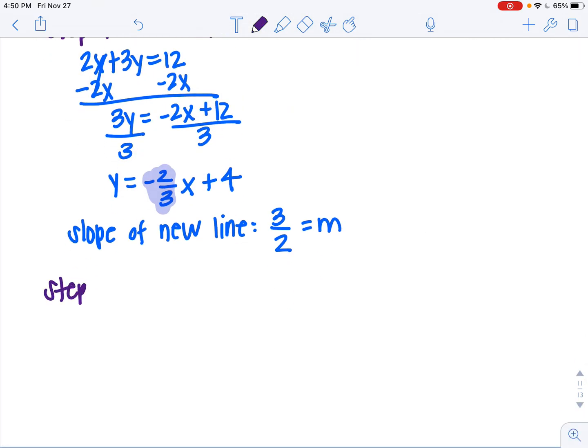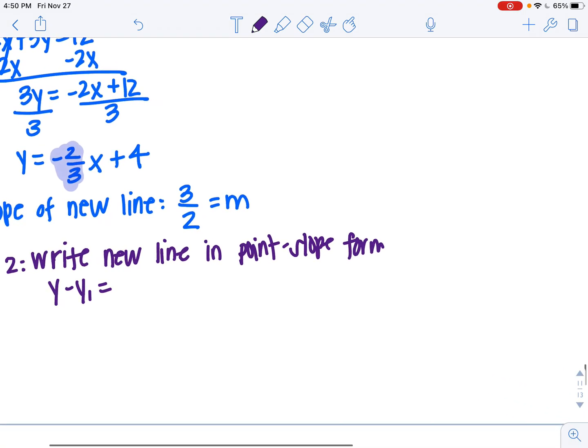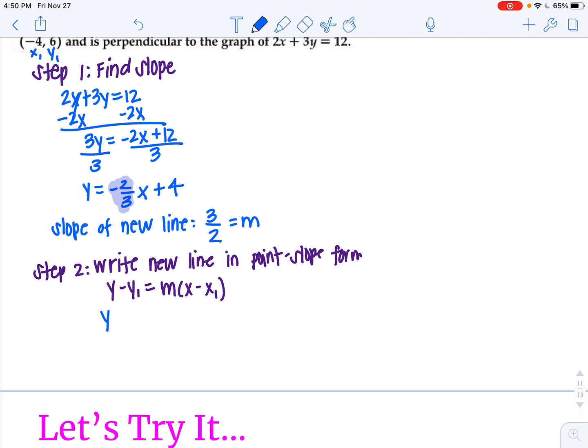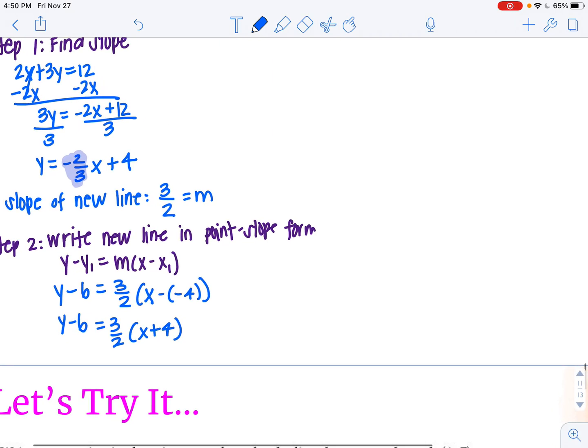So step 2 is write the new line in point slope form, which you'll remember is y minus y1 equals m times x minus x1. So we will plug in. We know our y1 is 6, so we have y minus 6. Our slope is 3/2, and our x1 is a negative 4. We will simplify that double negative, 3/2 x plus 4.